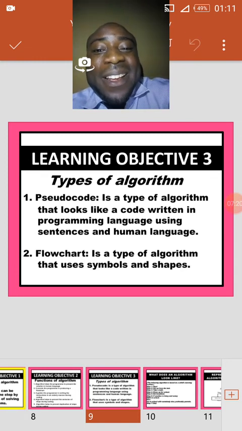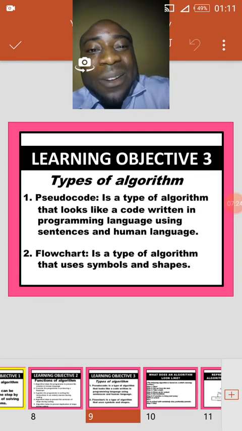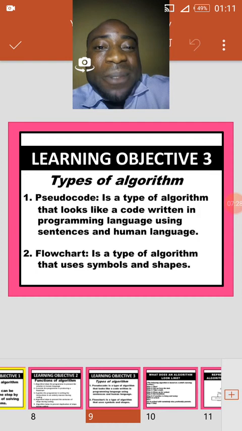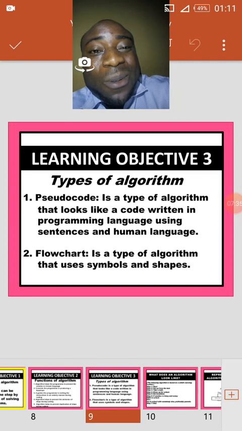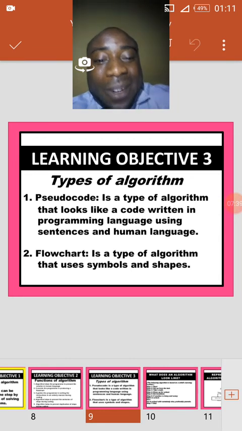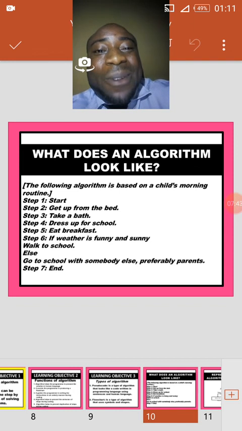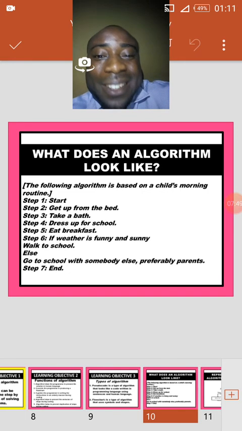Okay. Now, flowchart. A flowchart is a type of algorithm that uses symbols and shapes. And I believe you still remember shapes like square, rectangle, circle, triangle, and so on. Alright. Now, what does an algorithm look like? We've been talking about algorithm. What does an algorithm look like?